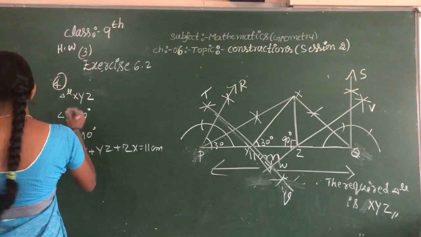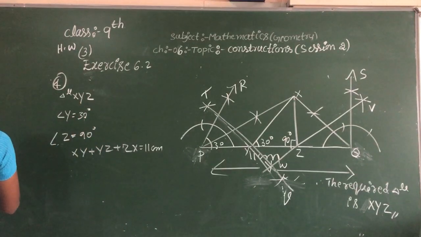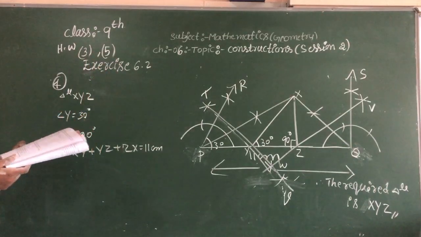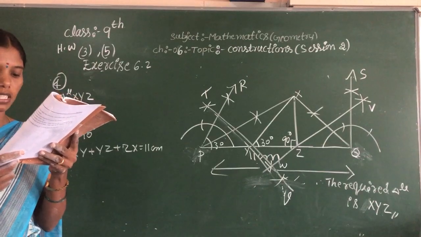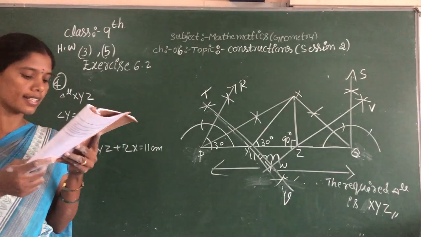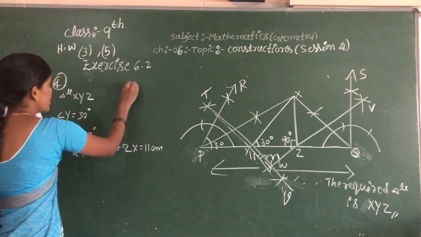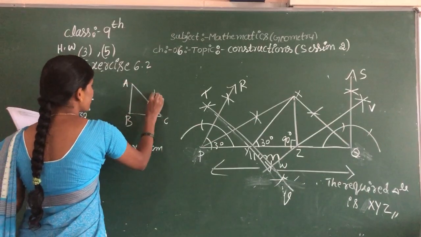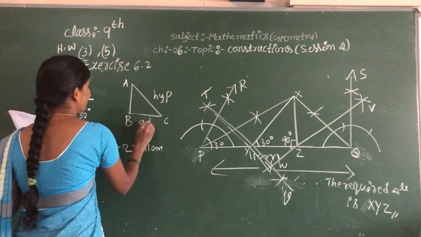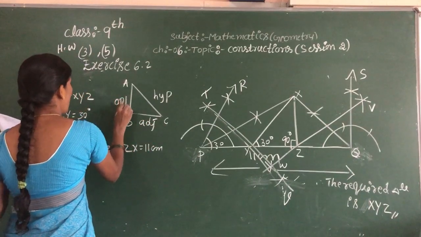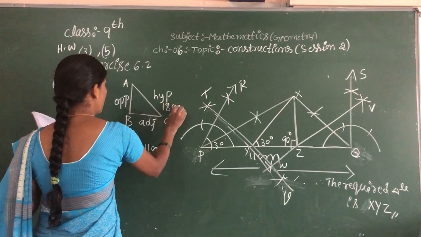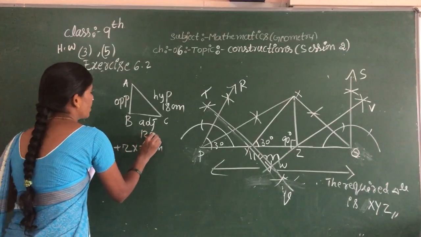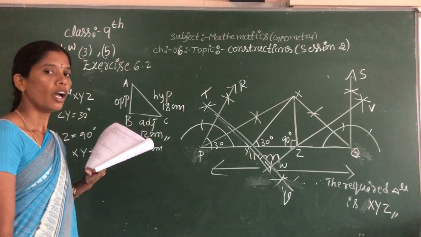Okay children. So the fourth one is over, and the fifth one you do that homework. What is the fifth one? Construct a right angle triangle whose base is 12 centimeter and sum of hypotenuse and other side is 18 centimeter. You see children, this is one triangle A, B, C. This is hypotenuse. This is adjacent. This is opposite. Hypotenuse is 18 centimeter. Base is 12 centimeter. You draw that construction.